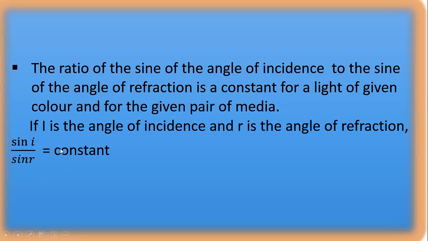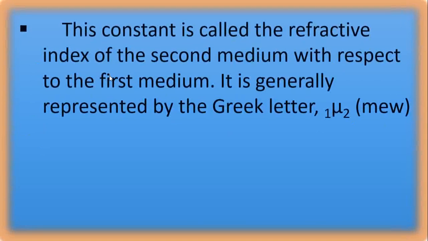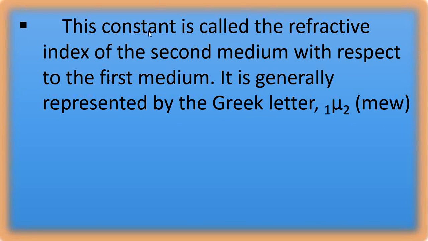So sin i by sin r is constant. If i is the angle of incidence and r is the angle of refraction, then sin i by sin r is equal to a constant. It is a very important law. The ratio of the sine of the angle of incidence to the sine of the angle of refraction is a constant for light of a given color and for the given pair of media. That is, sin i by sin r is equal to a constant. Now, what is this constant?